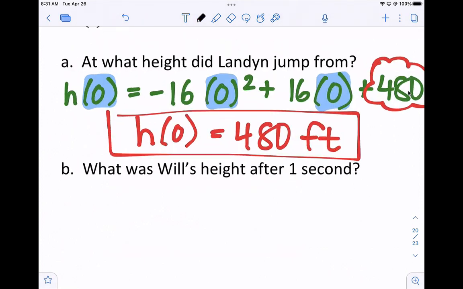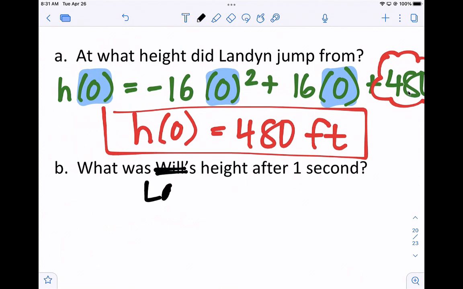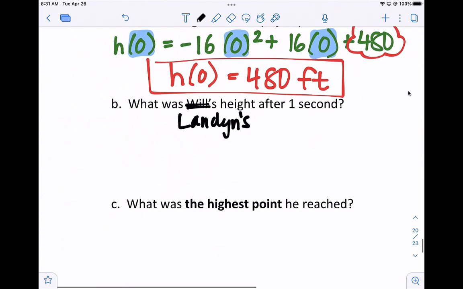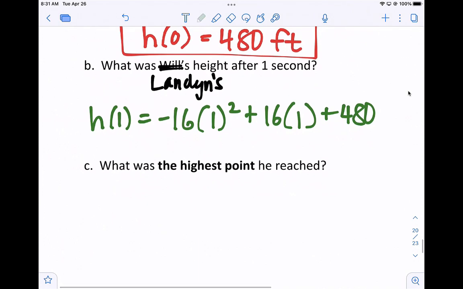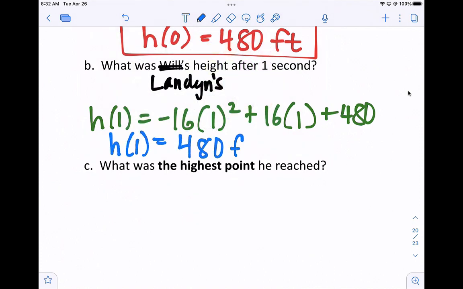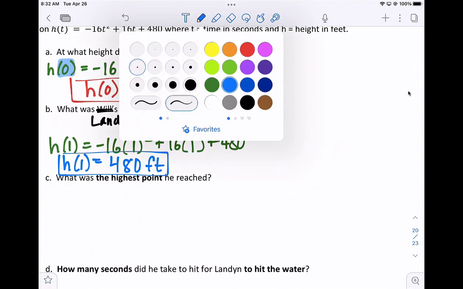Next question, what was Landon's height after 1 second? So same idea as before, we can plug in a 1 for time. You can type that into your calculator, and we can see what his height is after 1 second. And so what happens when you plug that in is we also get 480 feet. So we can draw a picture of what that might look like.